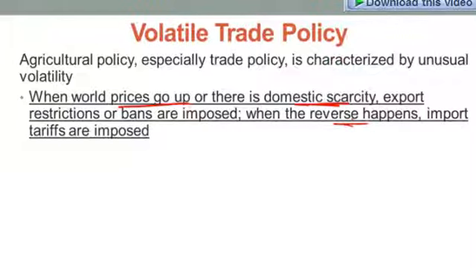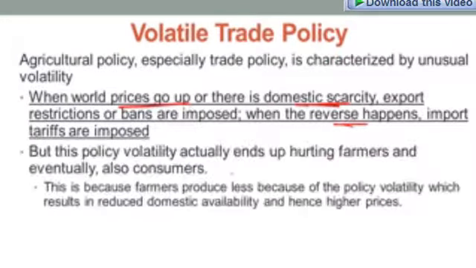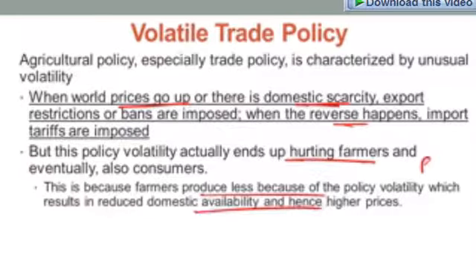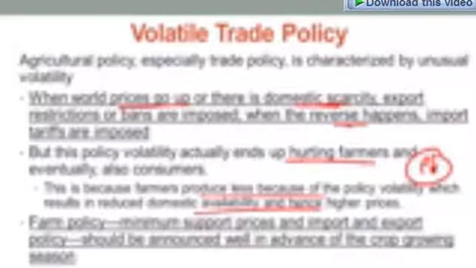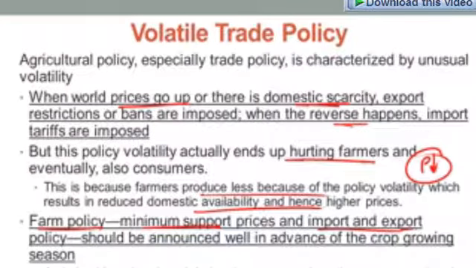And when the reverse happens, import tariff is imposed. So different policies at different times become too confusing for farmers. And it eventually hurts the farmers because they're not sure how much to produce. So actual production comes down, and this hurts both farmers and consumers. So what the Economic Survey clearly says is that farm policy, minimum support prices, and even export-import policy have to be announced well in advance and should not be altered during the entire season unless there are some very exceptional circumstances. Otherwise, keep a stable, steady policy going.